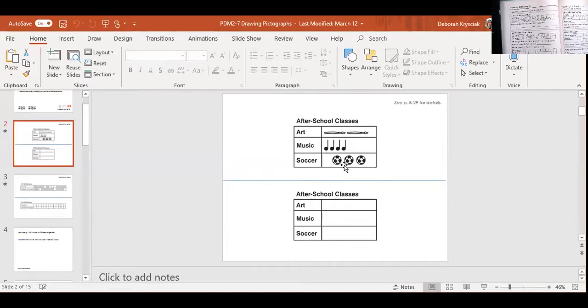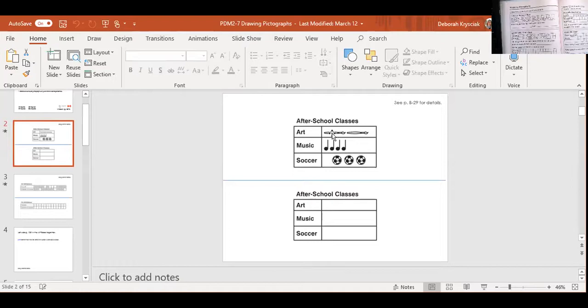Well, if I was just to look at this graph, it looks like this part goes way over here. So it looks like there's more people taking art because it's way over here. The line goes that far, and music stops right in the middle, and soccer is way over here too. So if I just looked at where these graphs are going to, I would think that more people were taking art and soccer than music.